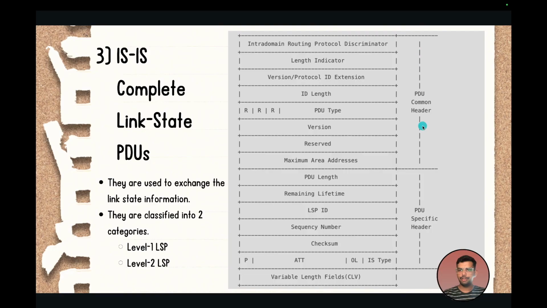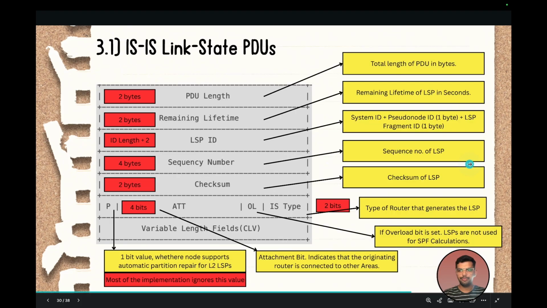This is the PDU common header that is common for all the PDU types we have seen in the earlier slides, and this is the PDU specific header, which is called the link state PDU. And at last we have the variable length CLVs. Let's remove the PDU header and focus on the link state PDU. As you can see, the lengths of all the fields are mentioned over here, and let's get to know the field importance.